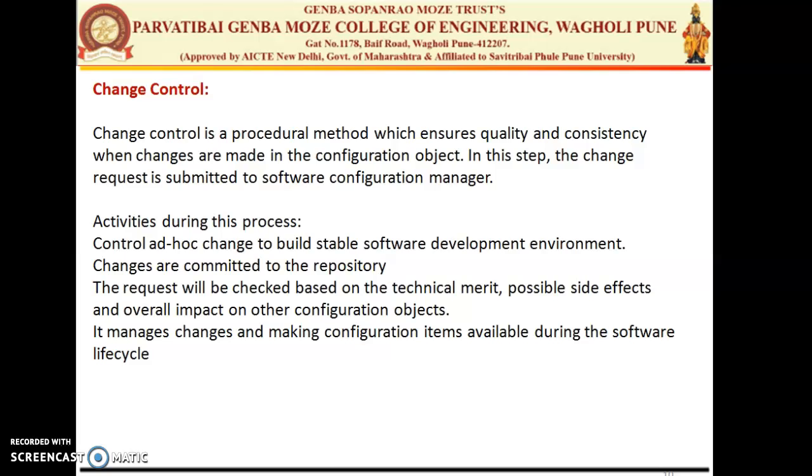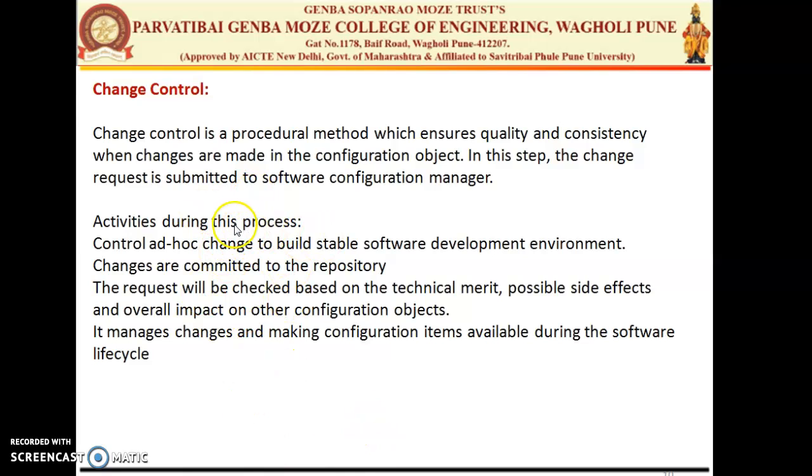So we need to manage the quality while you are changing the versions, or while you are changing the software. While a change occurs in a software, you need to maintain the quality and consistency of your software product. So that is managed under your change control. It is a request that is submitted to the configuration manager. Whenever there is a change in a software, the request is submitted to the software configuration management.